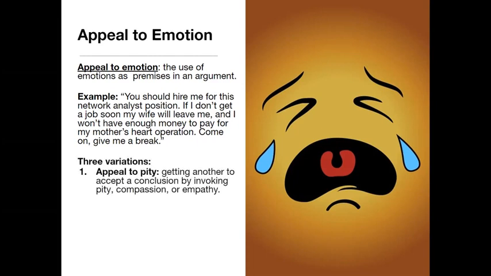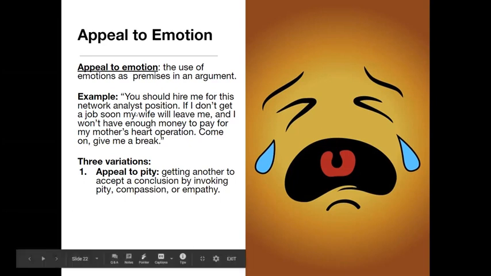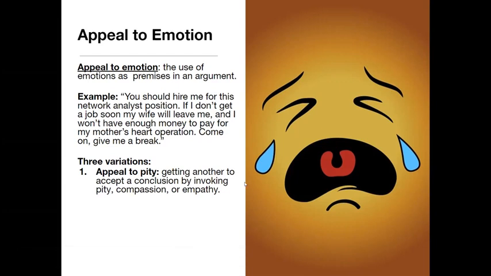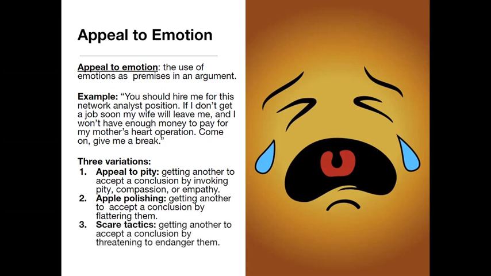And there are a couple of varieties of this, as the book mentions. Appeals to pity, like this example, getting another to accept a conclusion by invoking pity, compassion, or empathy. Again, all these things are good, but they can't be the only reason that we accept a claim, right? Apple polishing is where we get people to accept a conclusion by flattering them. So if you came to my office post-pandemic and said, I need this grade in this class. Oh, have I told you how nice your office is, professor? That would be clearly apple polishing. Scare tactics, right? Accept this conclusion or else. People often will threaten violence, unfortunately, to get people to accept something. So these are all instances of fallacious reasoning.